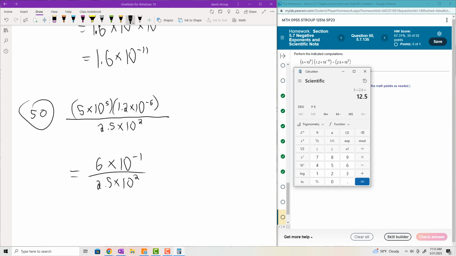Oops. It's times 1.2. I'm just checking my math here. I don't trust myself anymore. 6, okay. And then I'm going to divide the constants. So 6 divided by 2.5 is 2.4. And then we have 10 to the negative 1 minus the 2. When you divide, you subtract the exponents. So 2.4 times 10 to the negative 3.